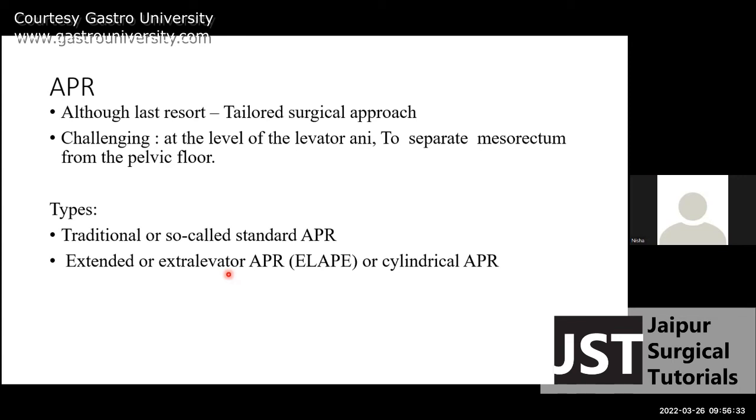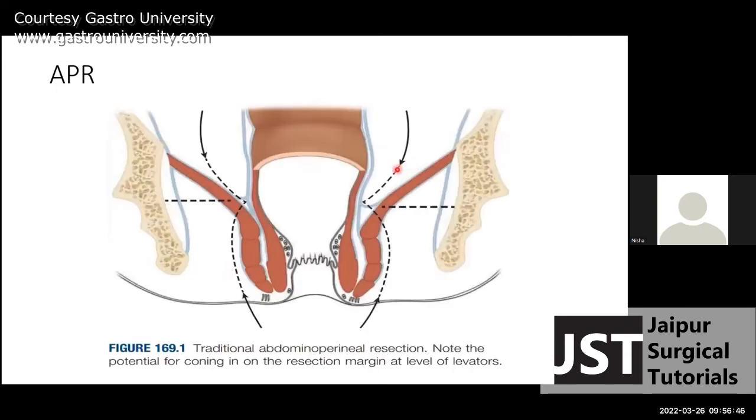So APR, although was a last resort, it is again a tailored surgical approach. The challenge lies at the level of levator ani to separate the mesorectum from the pelvic floor, because this is the area where we can have higher chances. So we need to get this area between the mesorectum and the levator ani. This is where a lot of times it cones out and there can be chances of tumor perforation.